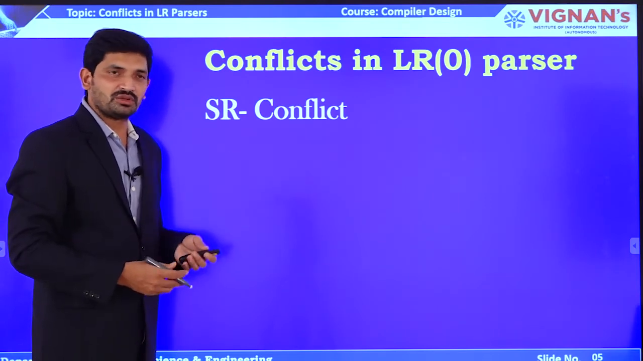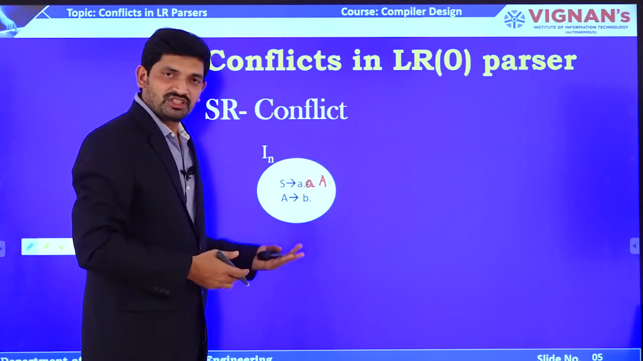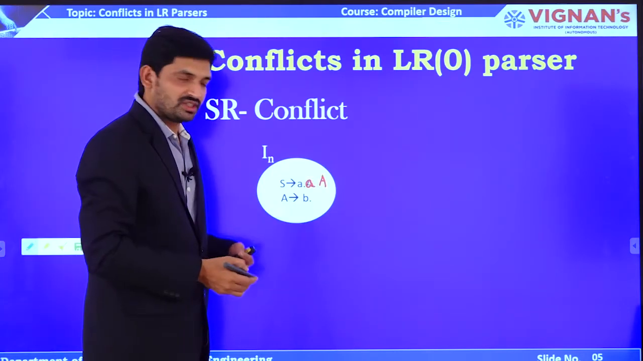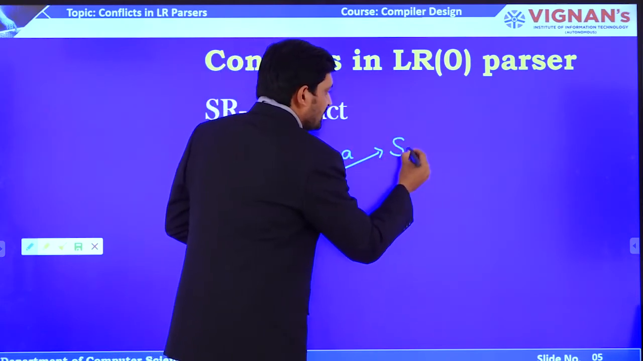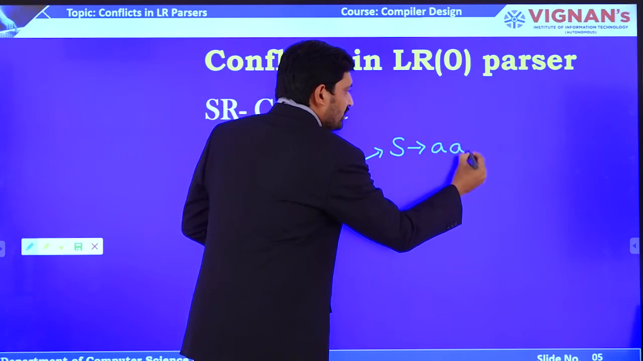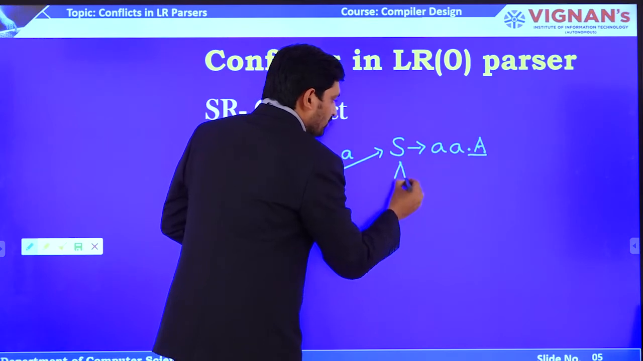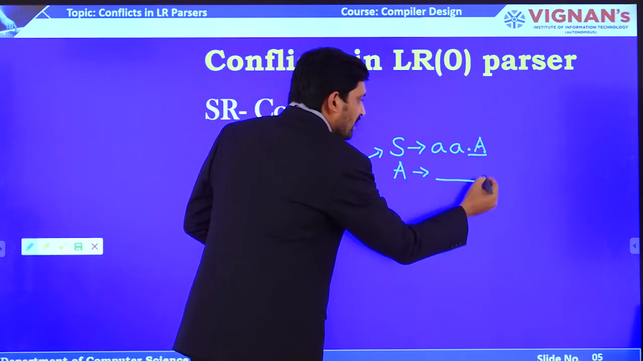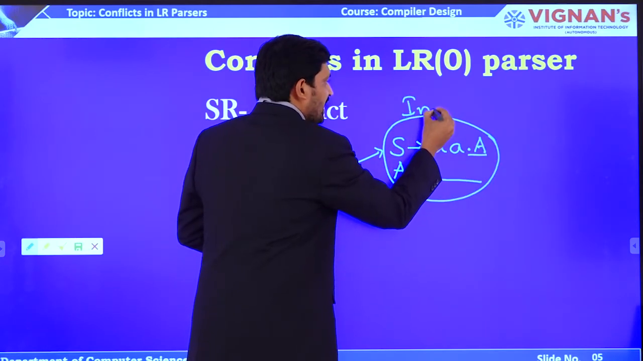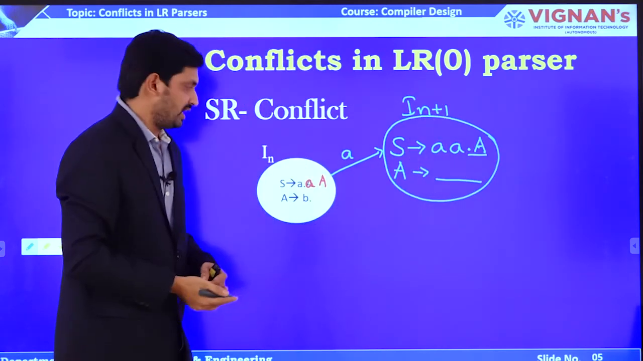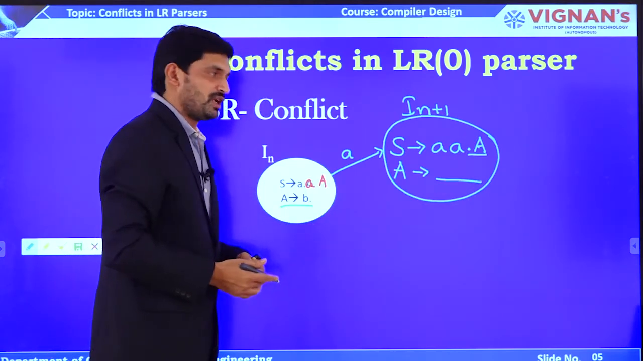So, I am going to discuss the SR conflict now. Let us say here is my state IN. From this IN state, there are 2 productions. So, on small a, I have to perform a go to operation as S tends to a dot capital A, and because of this capital A, I have to perform the closure operation and write all the capital A productions. Let us say we name the state as IN plus 1. And because of this A tends to B dot, I have to perform a reduction operation.